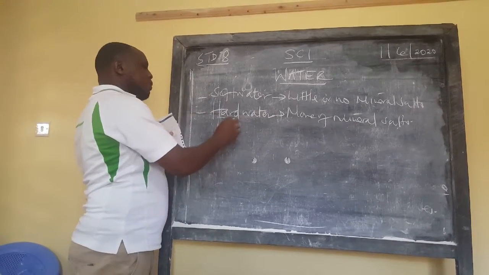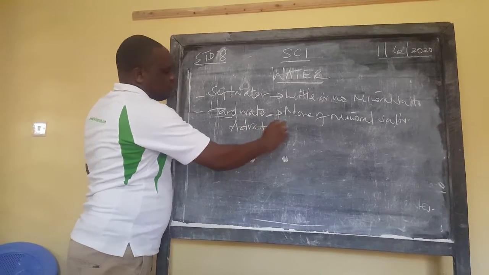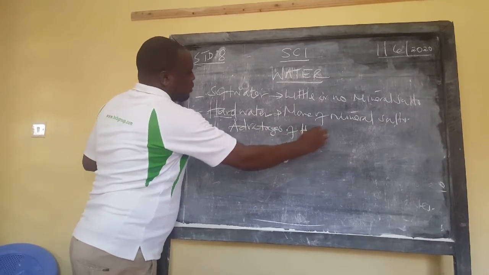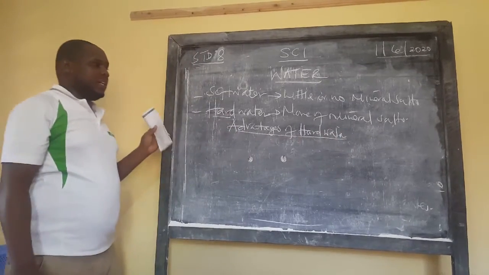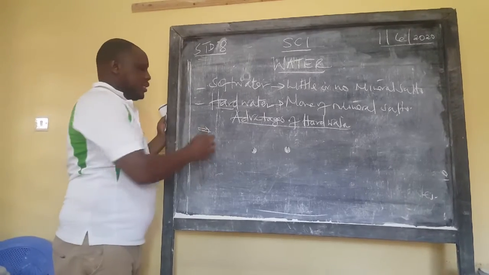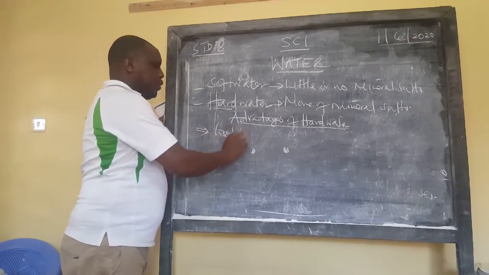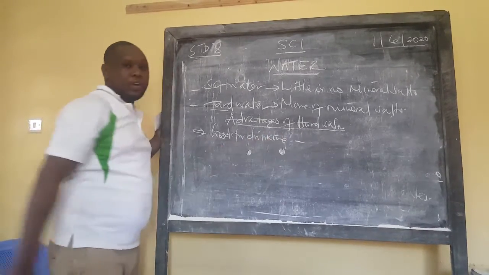We want to see some of the advantages of hard water. Now this hard water is advantageous in one way or another. Number one, it's advantageous because it's good for drinking. Good for drinking. I want to explain this. Why is it good for drinking?